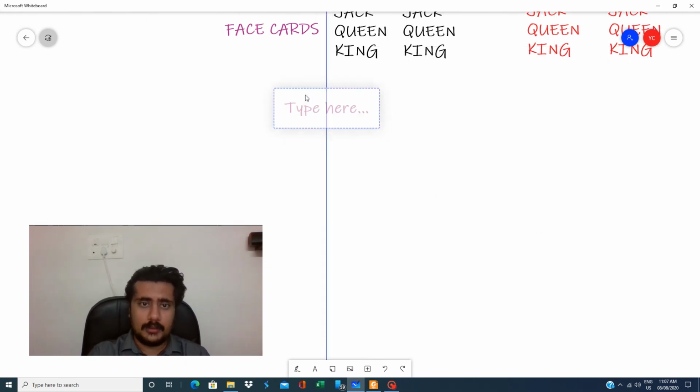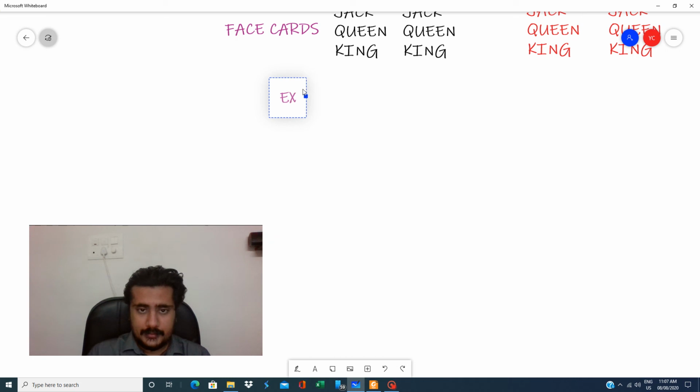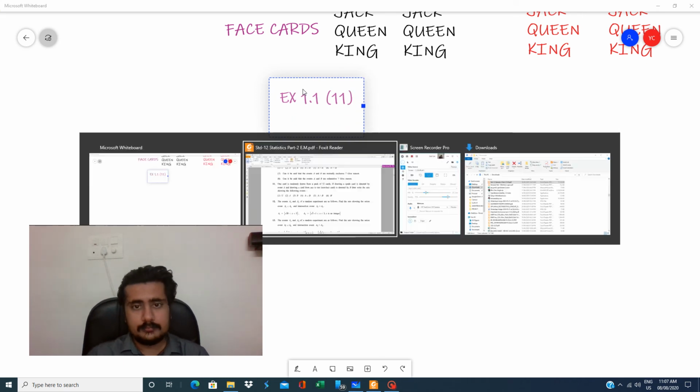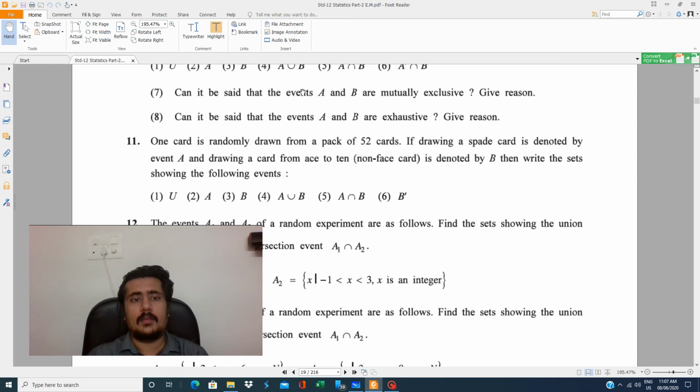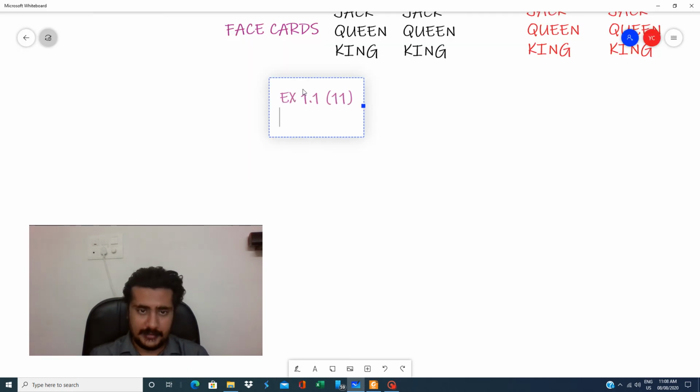Now let us start with exercise 1.1, sum number 11. One card is randomly selected from a pack of 52 cards. If drawing a spade card is denoted by A and drawing a card from ace to 10 is denoted by B, write the sets. First of all, I will be writing the sample space, that is U.